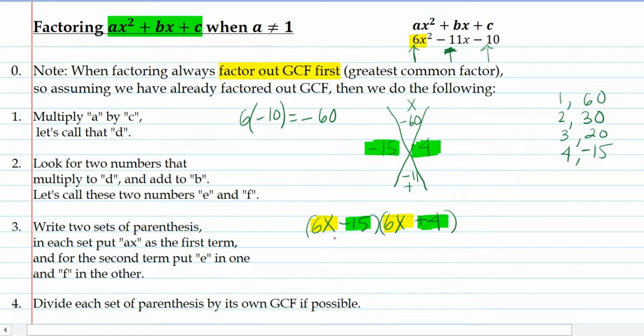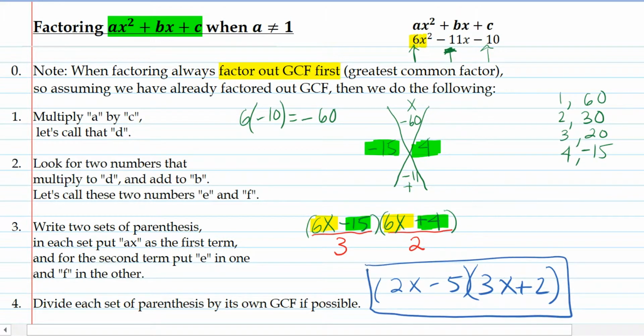Now we're on our final step, which is step 4. We look within each set of parentheses and see if there is a GCF. In here, there's a GCF of 3. In the second set, 2 goes into both of them. And we're almost done. See how quick this step is? It's really nice. This technique, I mean. Okay, and that's our answer. Let's do another example using the same technique.